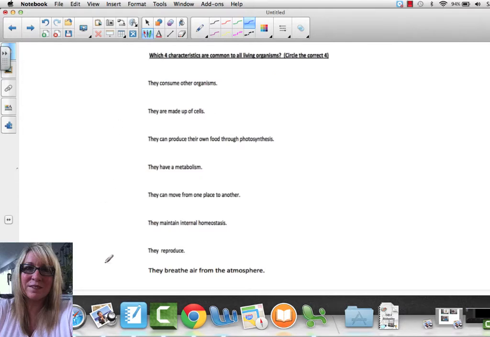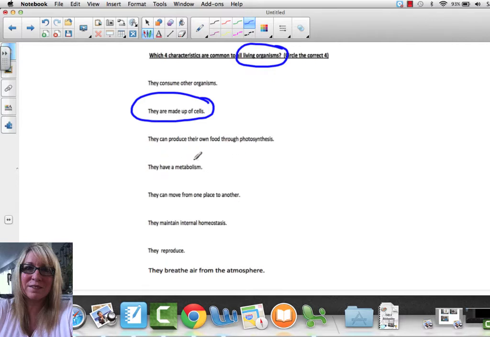So I want you to look at this list of characteristics, and I want you to pick out which 4 characteristics are common to all living things, all living organisms. So you and I, animals. So what 4 do you think are common to all living things? Well, hopefully you said that they are made up of cells, because they are. They consume other organisms. Not all living things consume other organisms. They can produce their own food through photosynthesis. Well, that's not true, because I certainly am not a plant and can't produce my own food through photosynthesis.